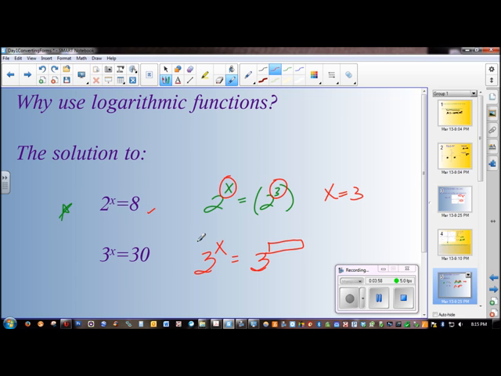Now I'm at 81. So 3 cubed would give me 27. 3 to the 4th will give me 81. I know that this exponent has to be somewhere in between 3 and 4, but again, I could spend a lot of time guessing at it. So let's look at how we can use the logarithmic functions to answer the question for us.